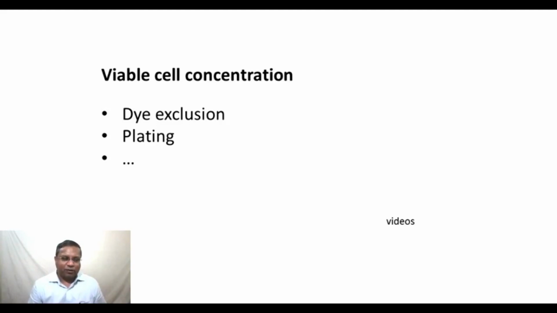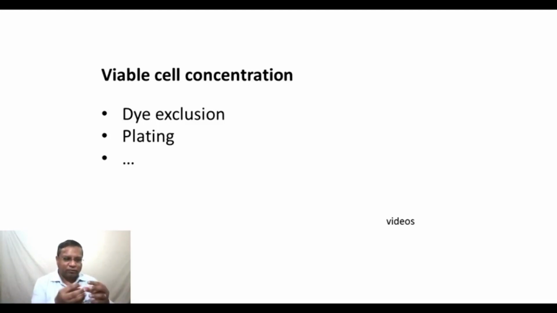The plating principle is that you have an agar plate, a solid medium which contains agar, and then you take a certain low concentration of cells and plate them here, and when you plate them here, the cells are going to multiply, and when they multiply to a certain extent, the colonies that arise from each cell become visible.